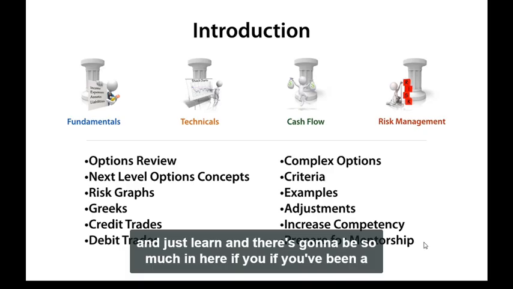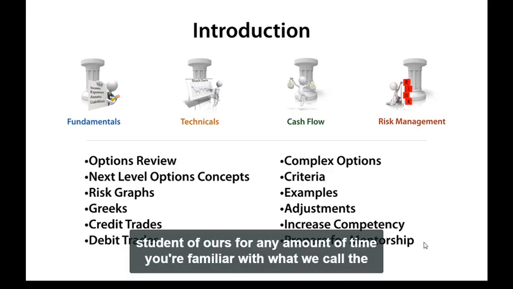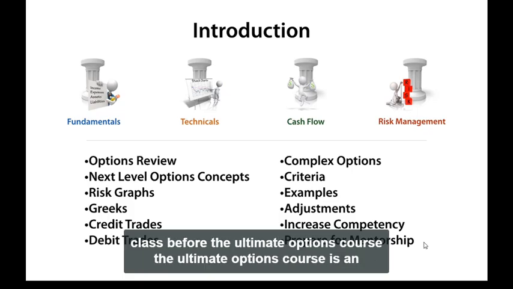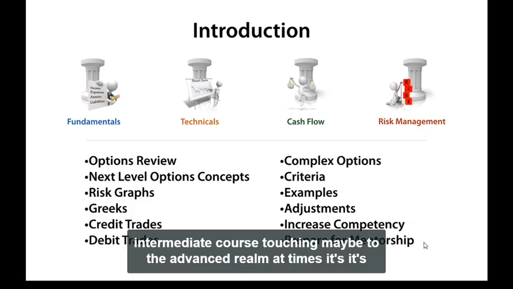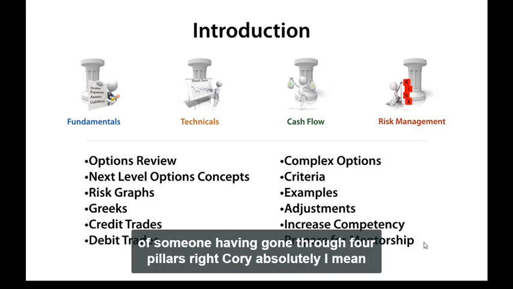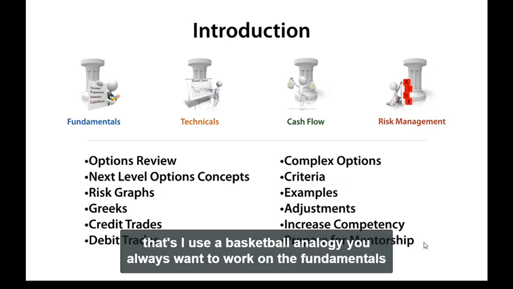If you've been a student of ours for any amount of time, you're familiar with what we call the 4 pillars of investing. Ideally, a person has already completed the 4 pillars class before the Ultimate Options course. The Ultimate Options course is an intermediate course, touching maybe on the advanced realm at times. It's definitely not a beginner class, and so we very much like the idea of someone having gone through four pillars, right, Corey? Absolutely.